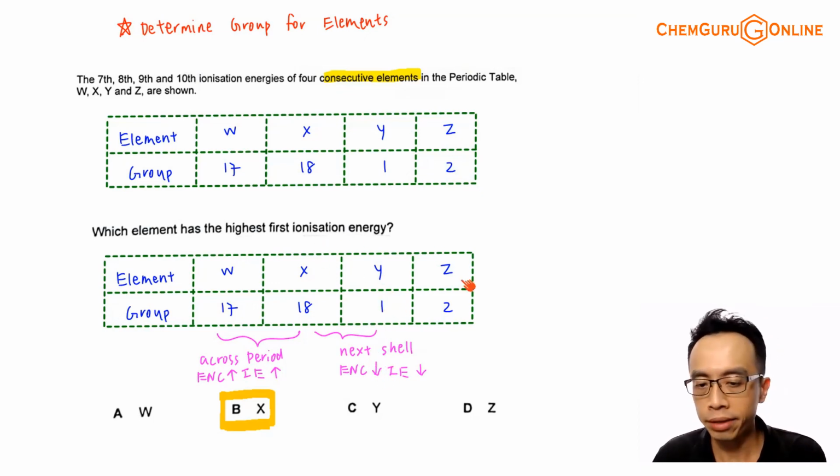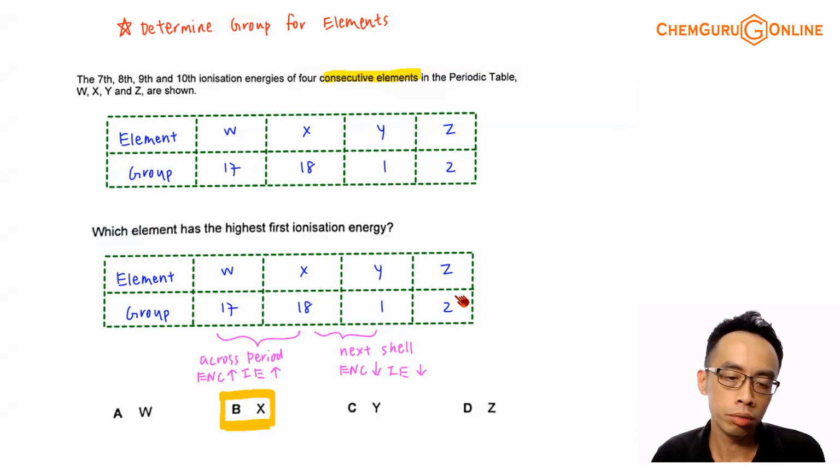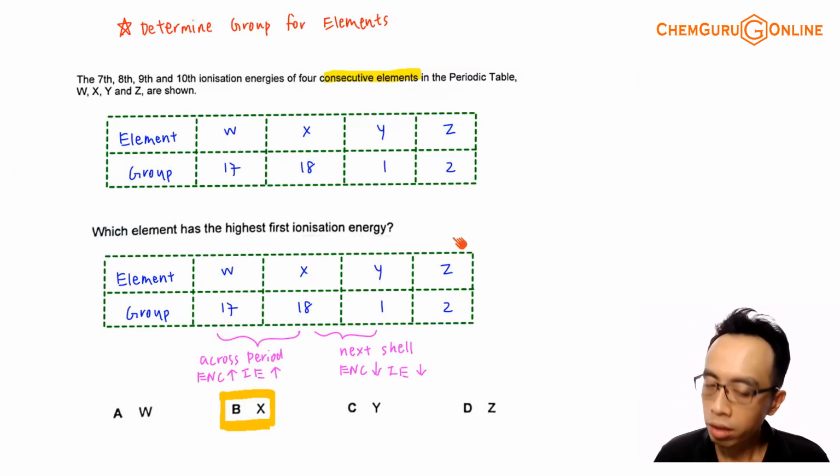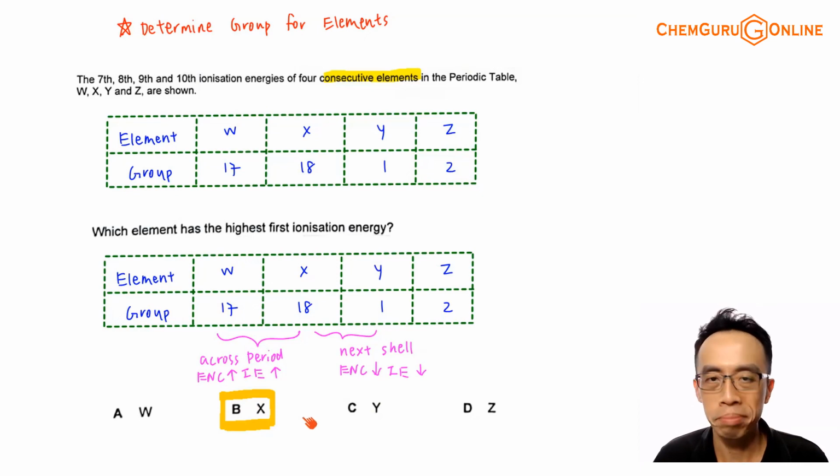In comparing X and Z, X should also have a higher ionization energy because involving X, I'm removing an electron from an inner shell. Involving Z, I'm removing an electron in the next principal quantum shell. So if I compare in this way, then we should know that X should have the biggest first ionization energy. So the answer to this question, of course, will be option B.